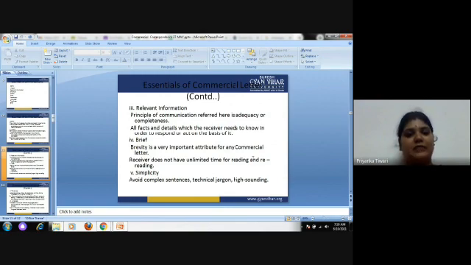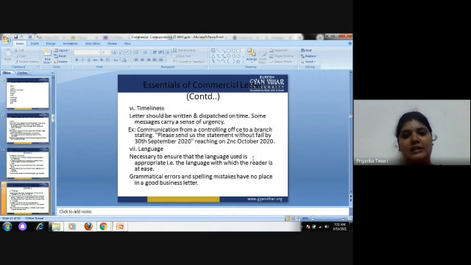Brevity is a very important attribute for any commercial letter. The receiver does not have unlimited time for reading and rereading. Simplicity: avoid complex sentences and technical, high-sounding words.